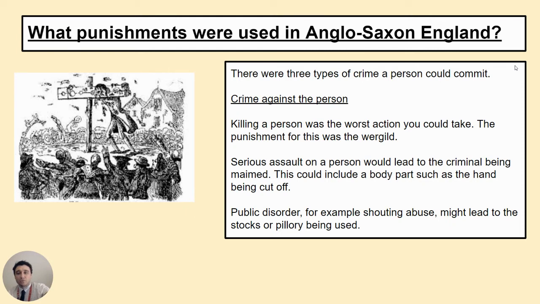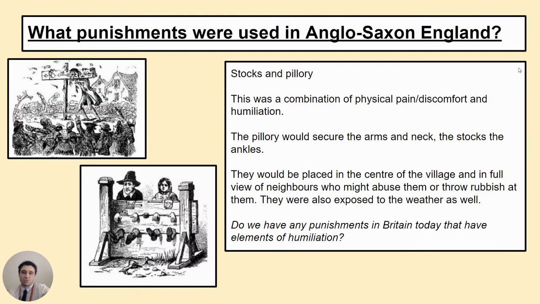But public disorder, so for example, being a bit of an idiot, shouting abuse at someone, being annoying, could lead to the stocks or pillory being used. So let's look at that now. Stocks and pillory. Now this is a combination of physical pain and discomfort, but also humiliation as well. So we can see two different sets here. Now the pillory is the top one. That would secure the arms and neck in place, and that would cause huge discomfort.